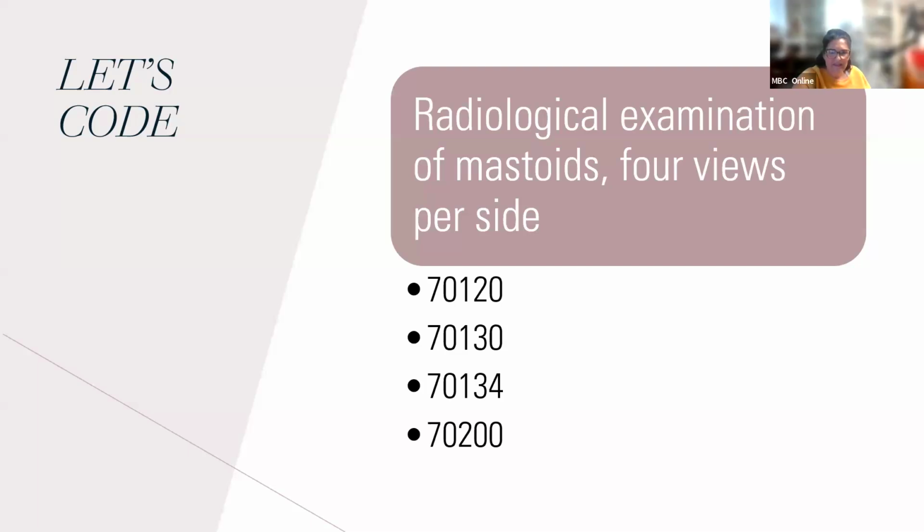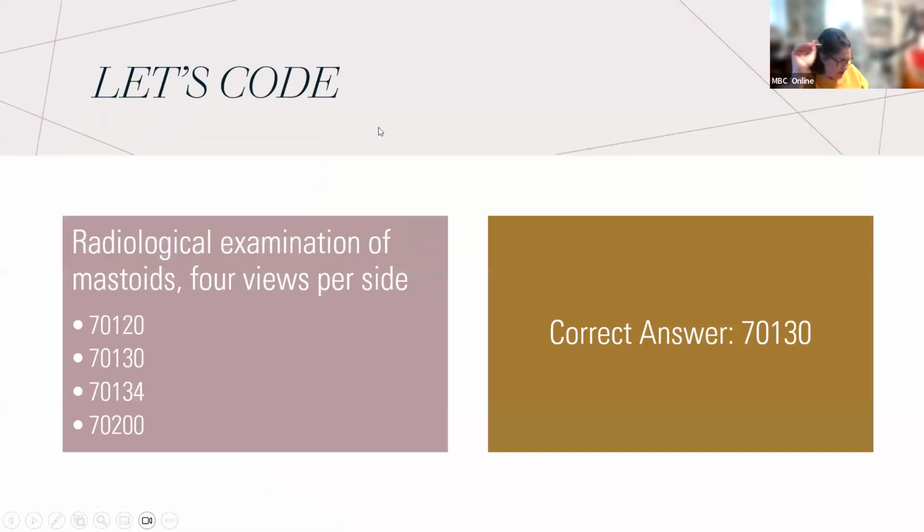Okay, so let's look at the answer. 70130 is our correct answer. If we look at 70120, that's less than 3 views per side. So remember, we need 4 views per side. Okay, so that's your key right there. So that's why it's not 70120.